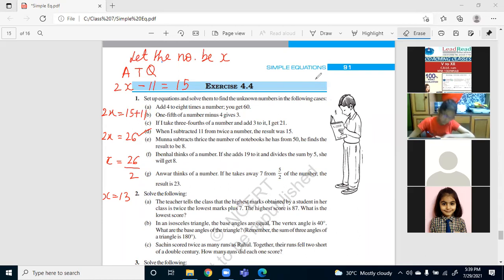Then, ma'am. Okay, do tell me what is your answer, Garima? Ma'am, I have written 26 upon 2 by 2 and my answer is coming x is equal to 13. You are talking about D? Yes, ma'am. D, I have done it on the screen. Yes, it is correct.